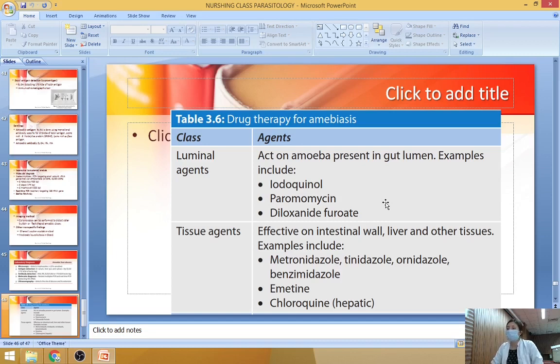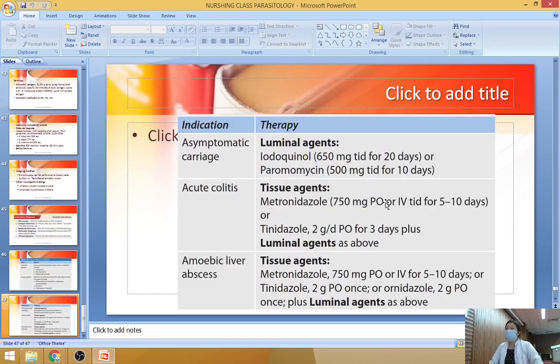So for that, it's divided, and this is important. Luminal agents act on the amoeba present in the gut lumen. Lumen means our intestine. Examples include iodoquinol, paromomycin, and diloxanide furoate. Tissue agents are effective on the intestinal wall, liver, and other tissue. Examples include metronidazole, tinidazole, ornidazole, secnidazole, emetine, chloroquine, and all.